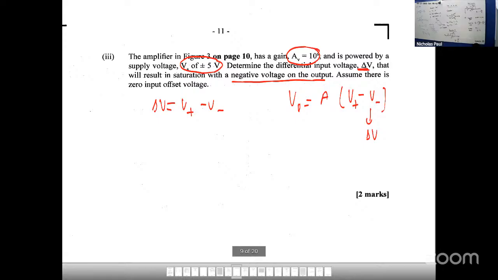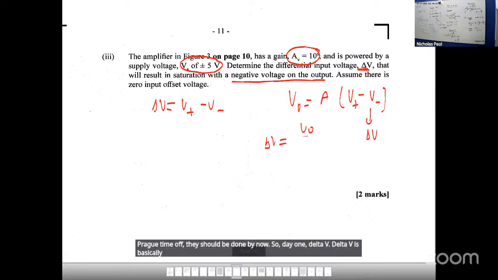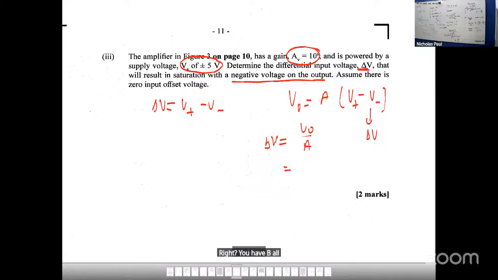Right, time up. So it should be done by now. So day one delta V. Delta V is basically V out on gain. Right? Your V out, the question said a negative voltage, so that will be -5. And the gain is 10 to the 6.